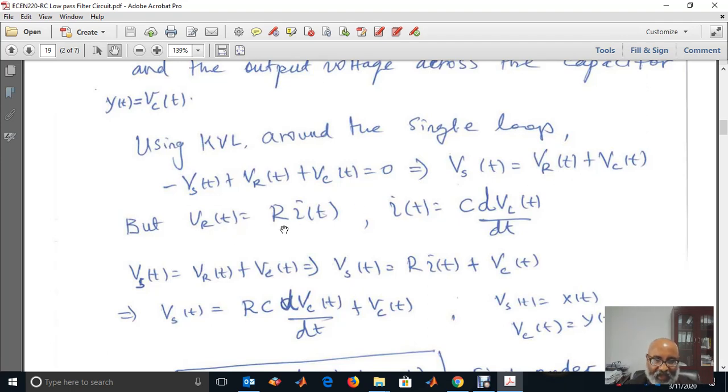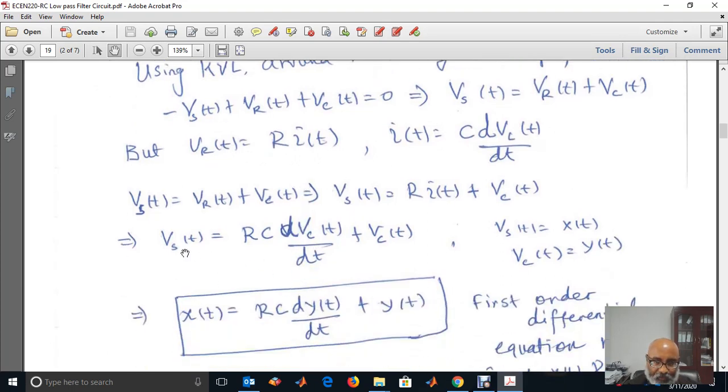But Vr is R times i of t, the current. The current i of t is given by C times the derivative of the capacitor voltage Vc of t. So we substitute for i of t here, and we get Vr equal to R times C dVc by dt. So Vs of t equals RC dVc by dt plus Vc of t.